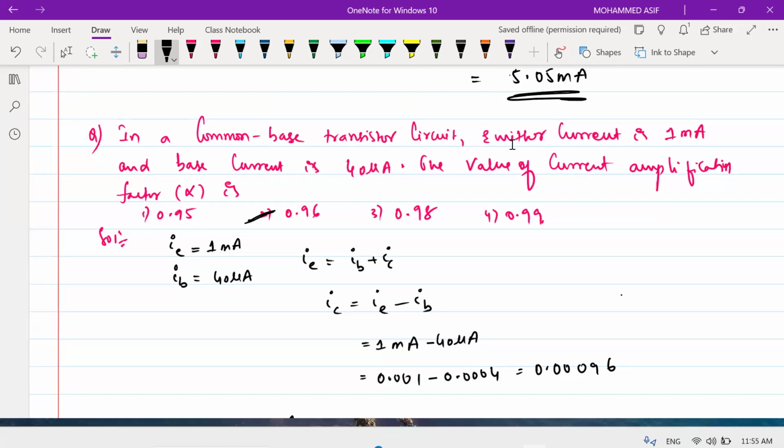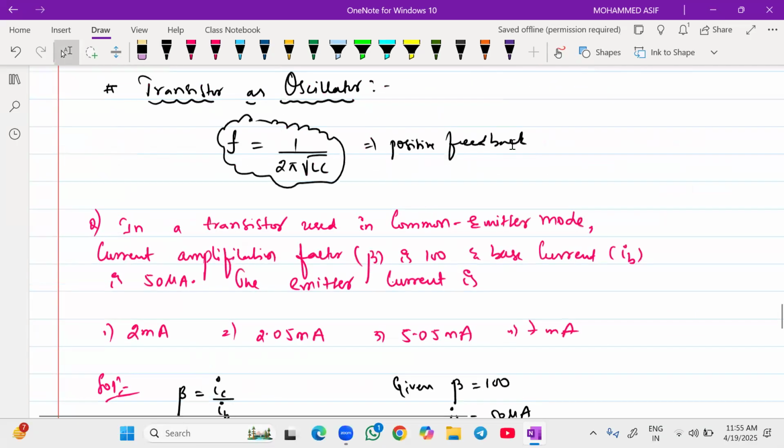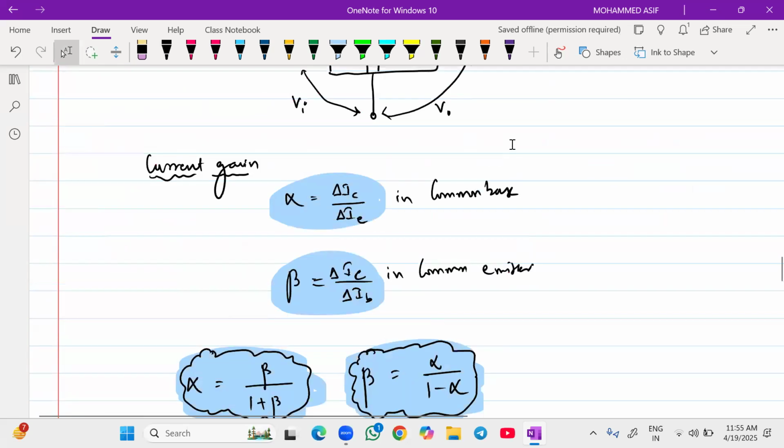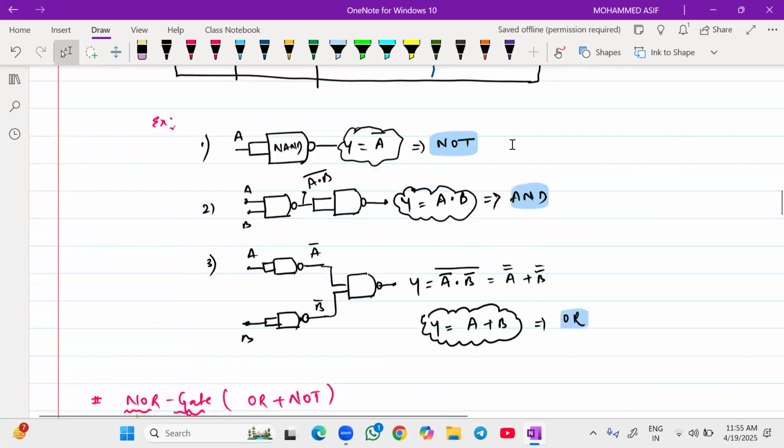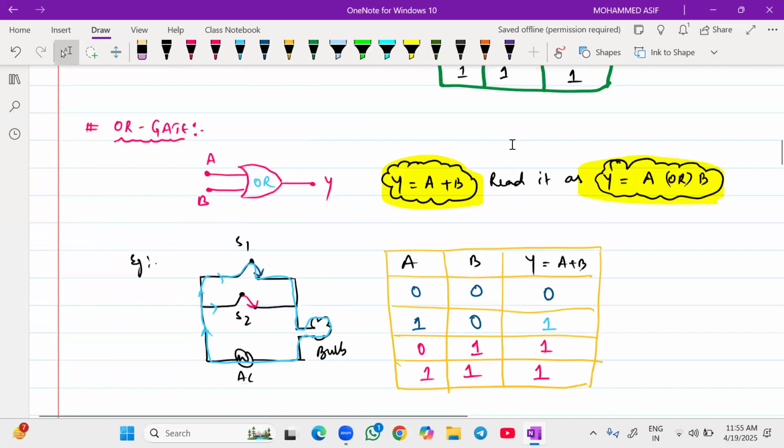Logic gates are an easy topic. Just try to do the PYQ questions. If one question comes, it is directly as it is from there. So AND gate, OR gate, NOR gate, XOR gate, one condition.